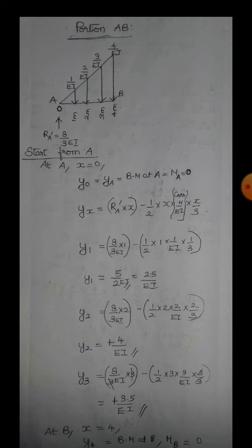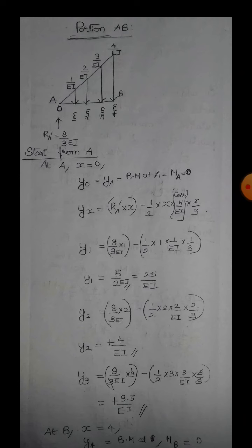So this you can do in calculator. For example, y1 equal to 8 by 3 minus 1 by 6. If you do it, you will get straight away 2.5. So now to simplify, you can just apply. Similarly, y2 is 8 into 2 is 16 by 3, 16 by 3 minus 4 by 3, you will get 4.